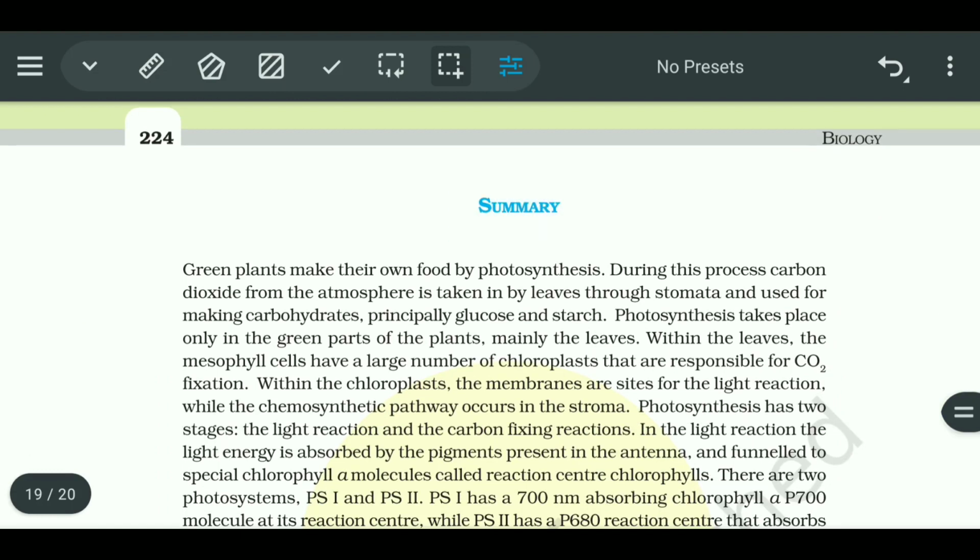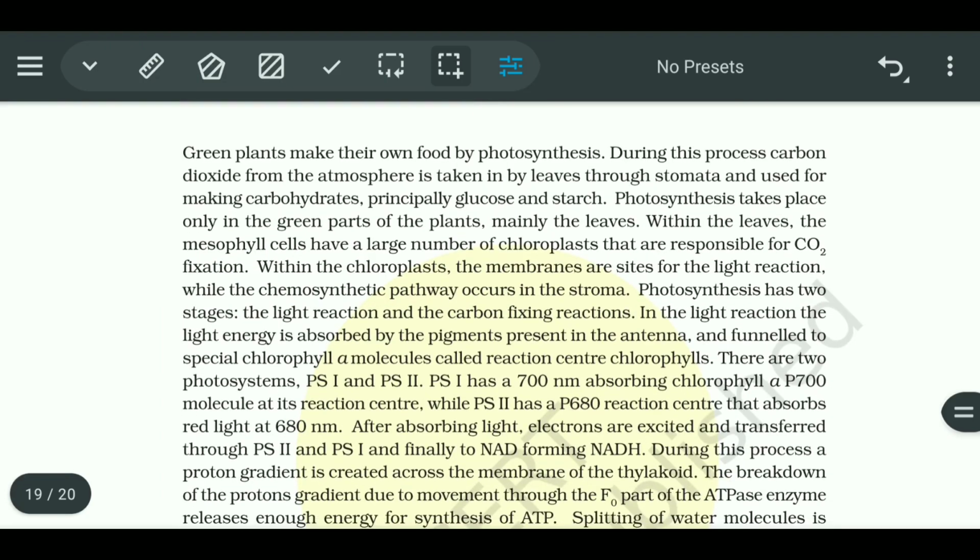Summary. Green plants make their own food by photosynthesis. During this process, carbon dioxide from the atmosphere is taken in by leaves through stomata and used for making carbohydrates, principally glucose and starch. Photosynthesis takes place only in the green parts of the plant, mainly the leaves. Within the leaves, the mesophyll cells have a large number of chloroplasts that are responsible for CO2 fixation. Within the chloroplast, the membranes are sites for the light reaction.